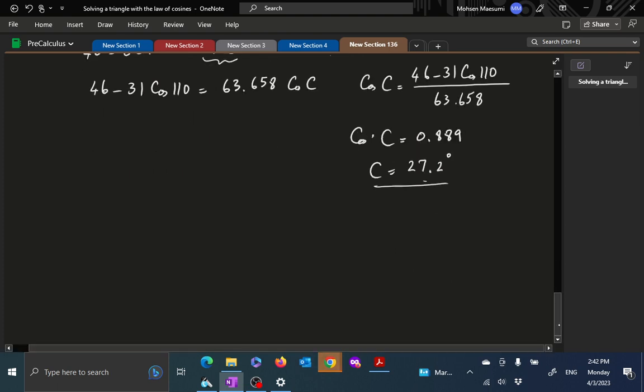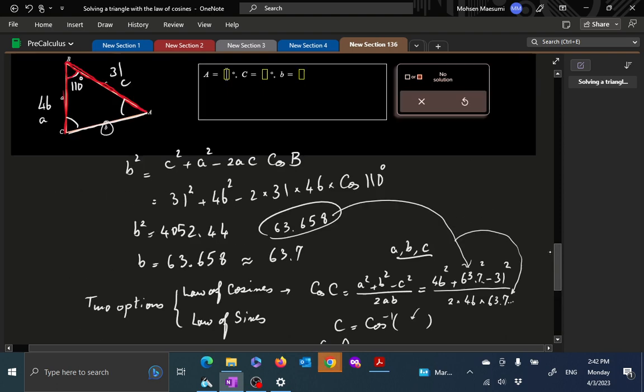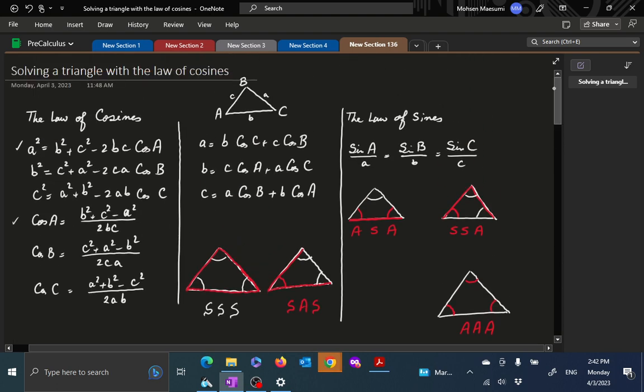Now let's go back to the beginning to see where the formulas themselves came from. So we have the law of cosines and the simplified law of cosines, and let's see the derivation of these things.